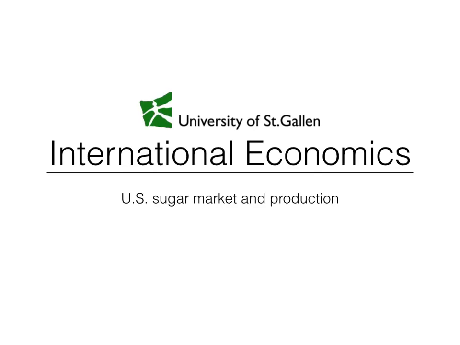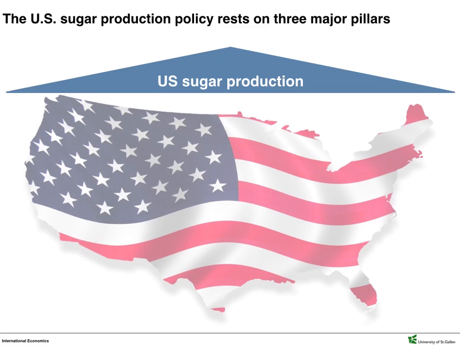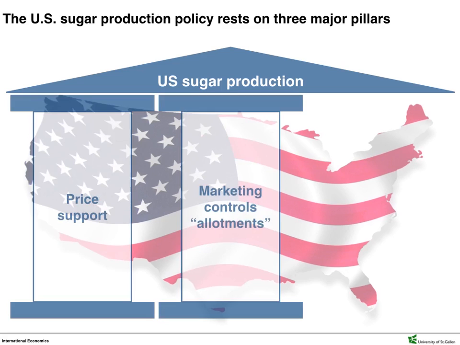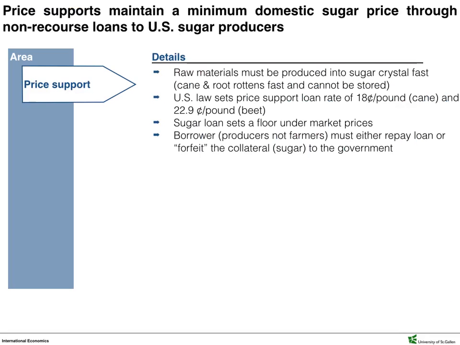Let's explore the peculiarity of the U.S. sugar market and production. According to WTO rules, the U.S. sugar program is considered trade distorting as it manipulates the market by installing three influences: price support, marketing controls, and import quotas. Price supports maintain a minimum domestic sugar price by providing non-recourse loans to U.S. sugar producers, hence setting a floor on the market prices.